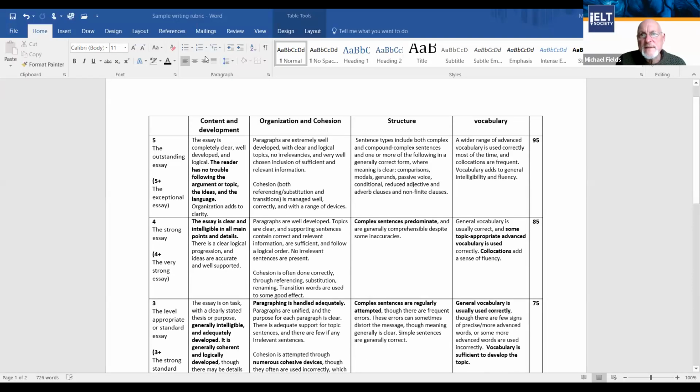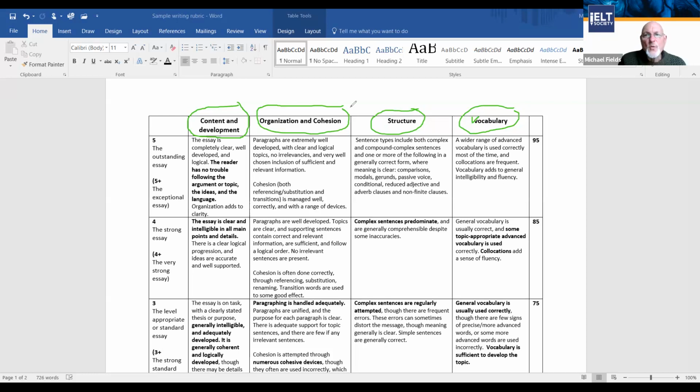We have 4 categories. Great. We have content, and this is for writing, of course. We have content and development. We have organization and cohesion. We have structure, which essentially refers to grammar, etc. And we have vocabulary, which should have a capital V, shouldn't it?